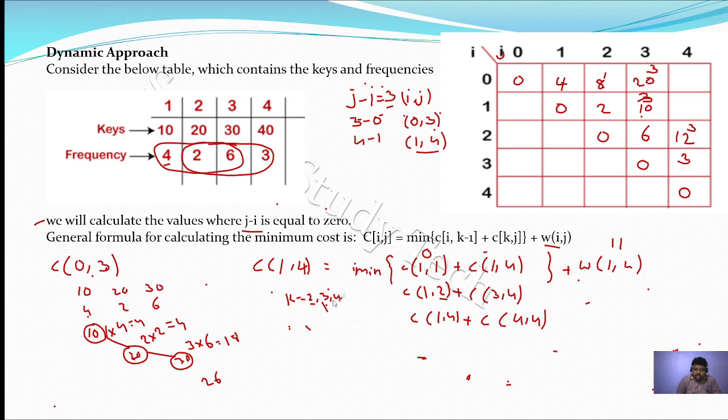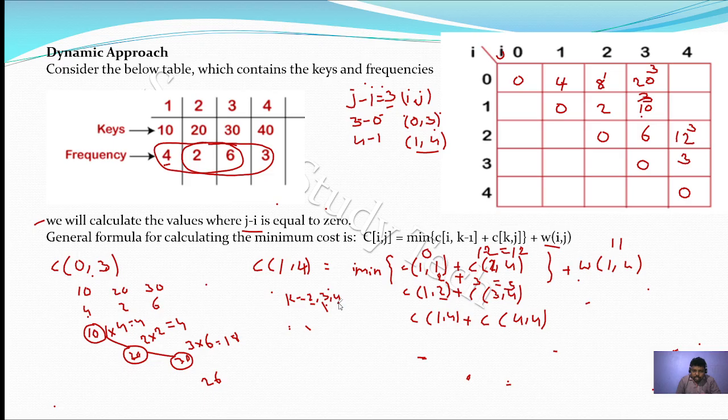Here the k value is 2, j value is 4, so C of 2 comma 4 value is 12. Here it is 12, and C of 1 comma 2 is 2, plus C of 3 comma 4, which is 3. So here it is 5. Here C of 2 comma 4 is 12, 0 plus 12 is 12. Here it is 5, you can see of 1 comma 4.